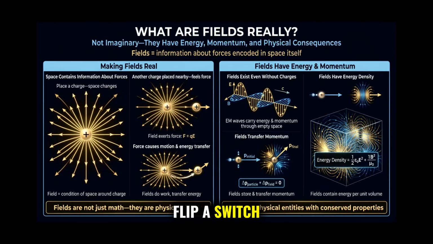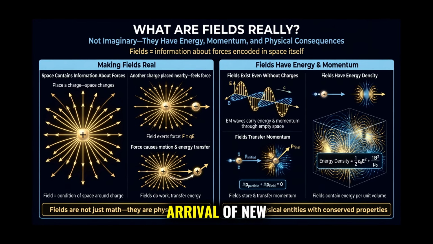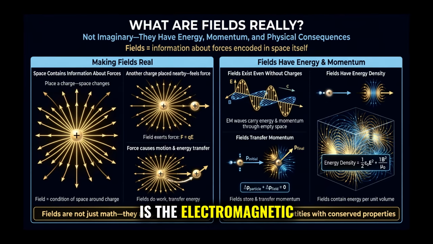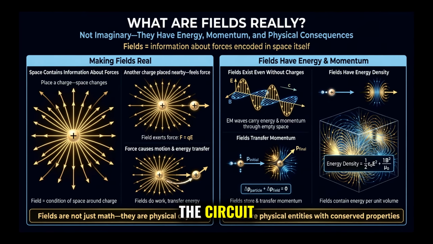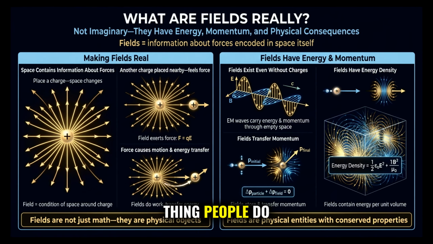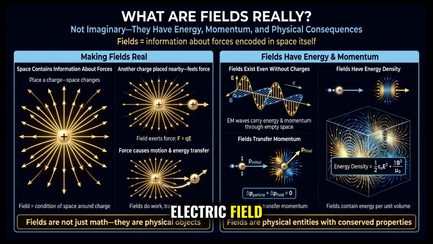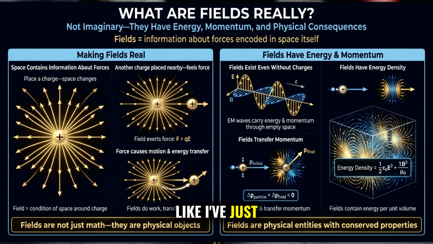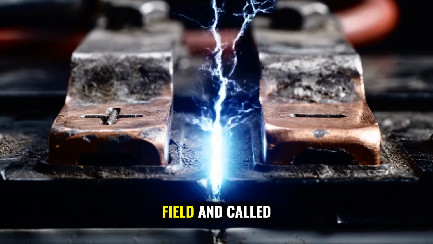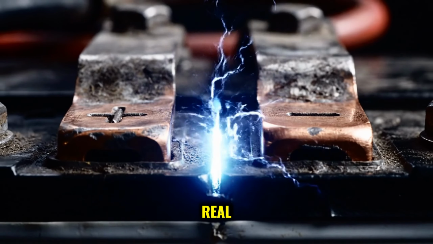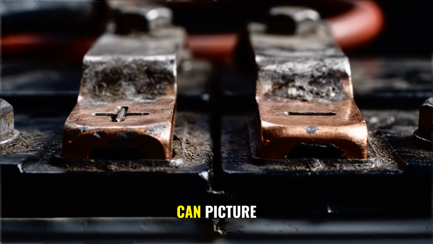So when you flip a switch, what changes first is not the arrival of new electrons at the bulb. What changes first is the electromagnetic field structure in the circuit, and that change propagates. Now the next thing people do is they hear electric field, and they think I'm dodging the explanation, like I've just replaced electricity with field and called it a day. No, we're going to make the field real. We're going to make it something you can picture.